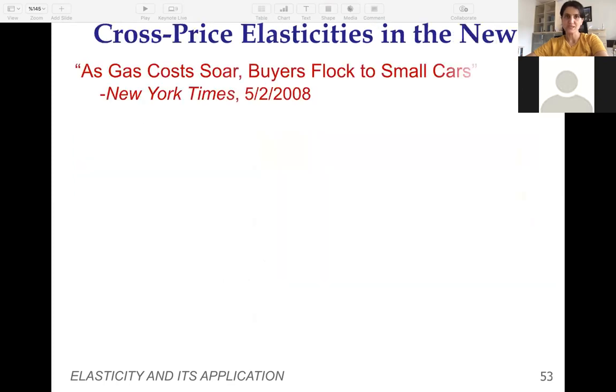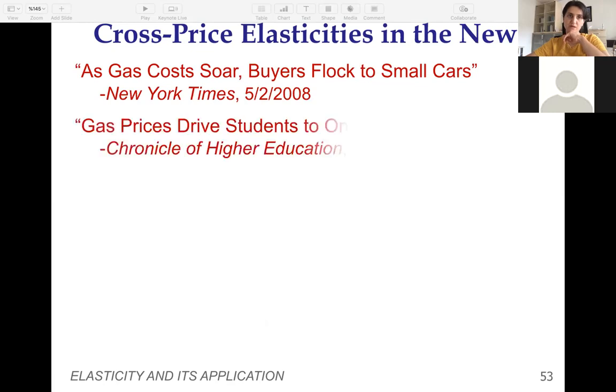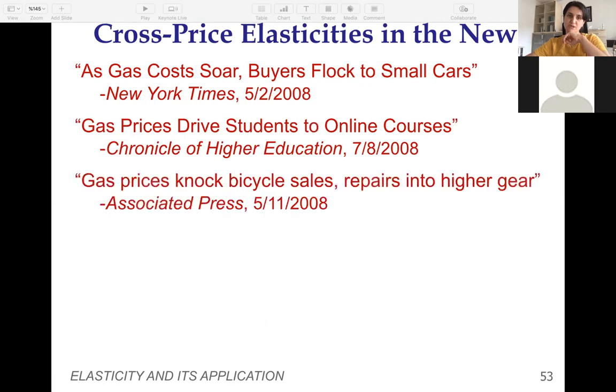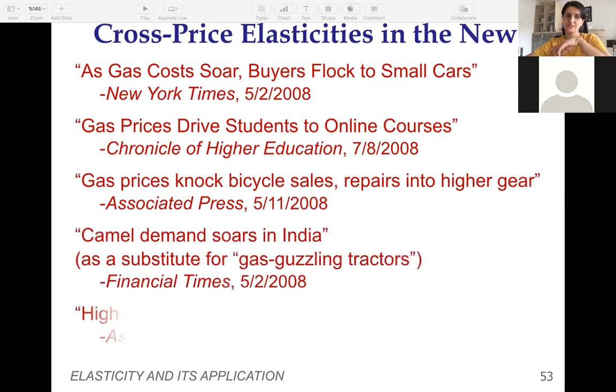Cross price elasticity is in the news, so you can find examples for it. For instance, as gas costs soar, buyers flock to small cars. Gas prices drive students to online courses. Gas prices knock bicycle sales. So each of these is a cross price elasticity, the effect of gas prices on the demand for bicycles, etc.